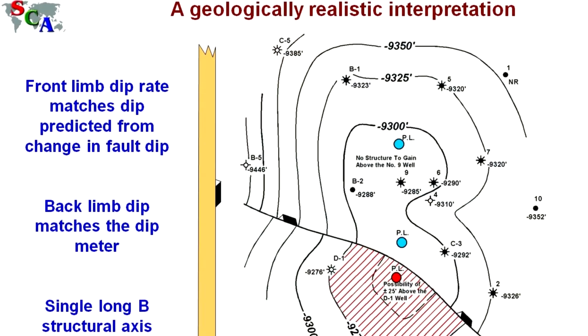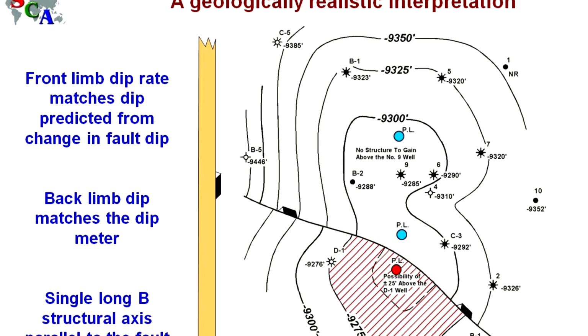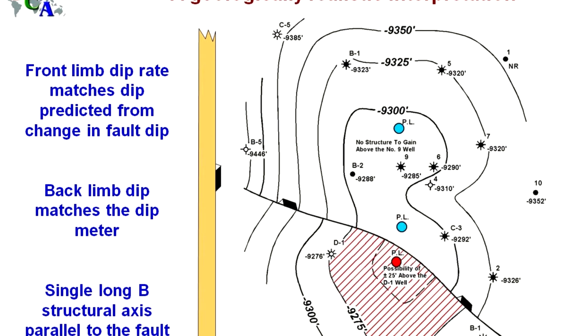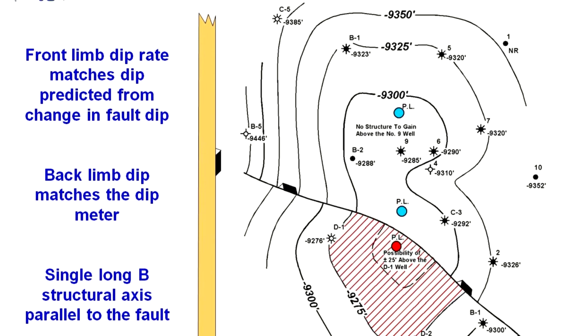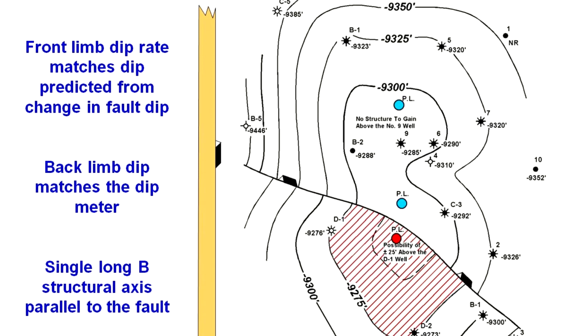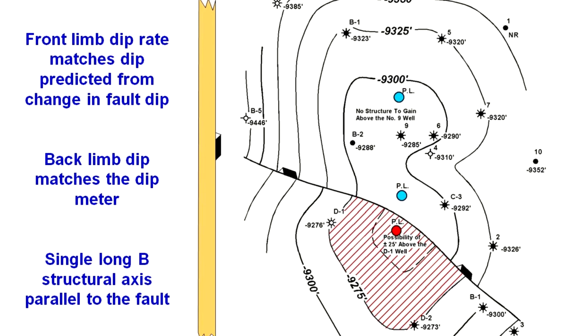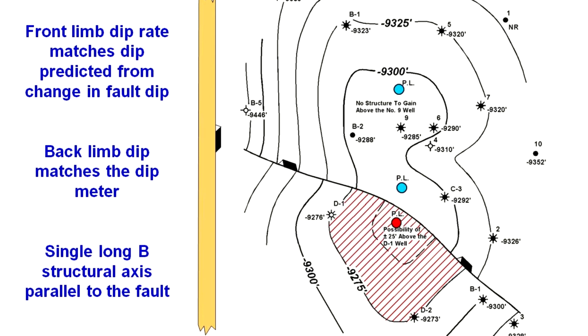If we look at the corrected map, we can see now that the front limb dip matches the dip predicted from the change in the fault dip. The back limb dip matches the dip meter data, and our 3 closures have now gone away into 2 closures.